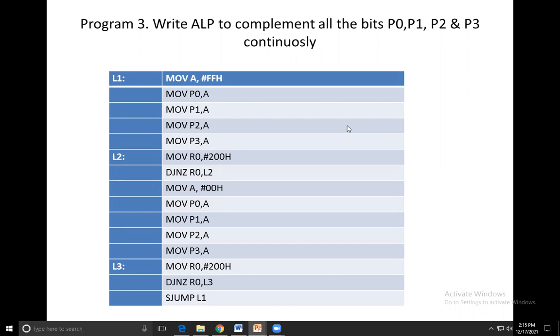This is a simple program I am writing. If you use the jump instructions, you can reduce the length of the program also, but we are taking the simple program so that you can understand the instructions.